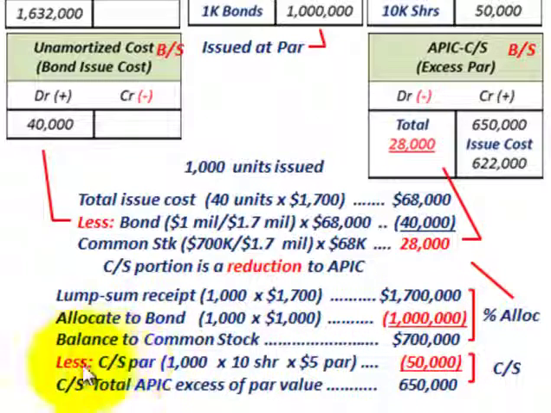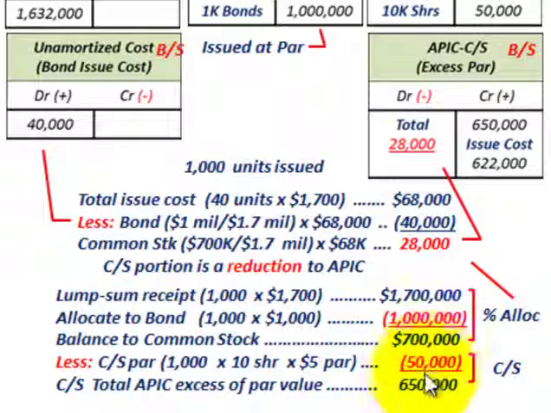And then our less our par value here on our common stock: 1,000 units, 10 shares per unit at $5 par value. That gave us a $50,000 par amount. Subtract that from our balance in our common stock of $700,000, and we get total additional paid-in capital in excess of the par value of $650,000.